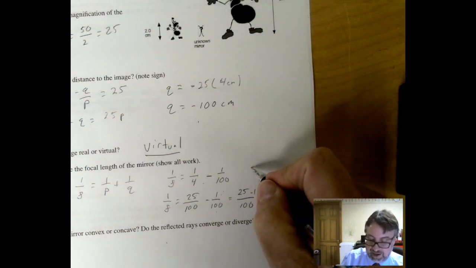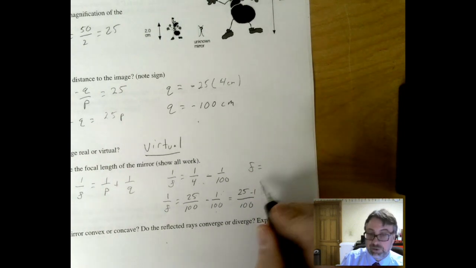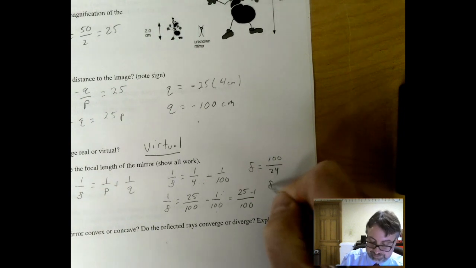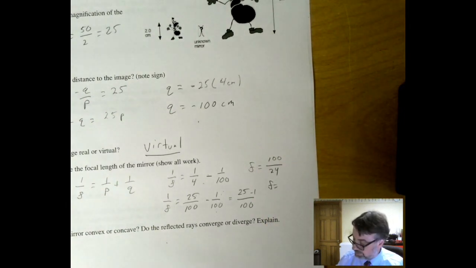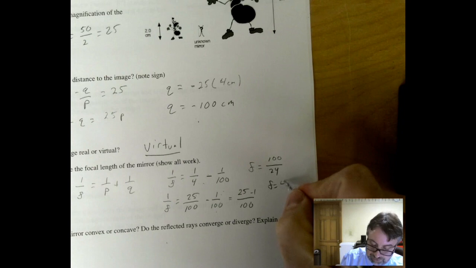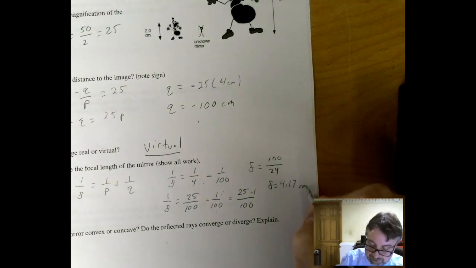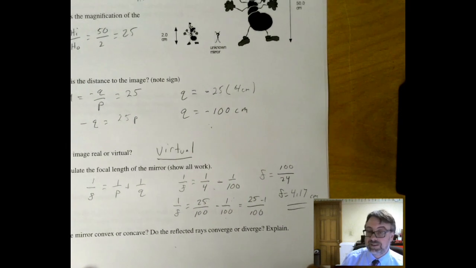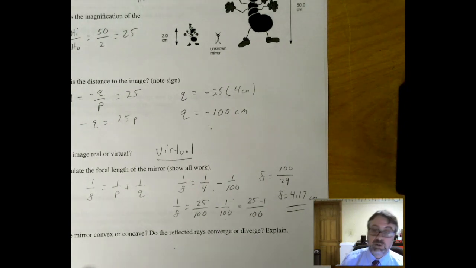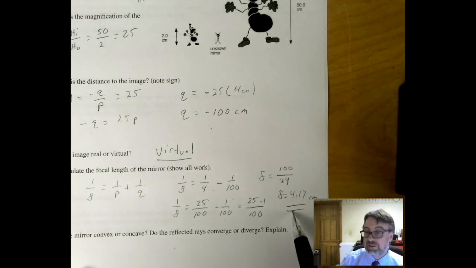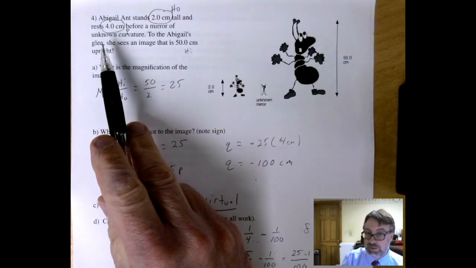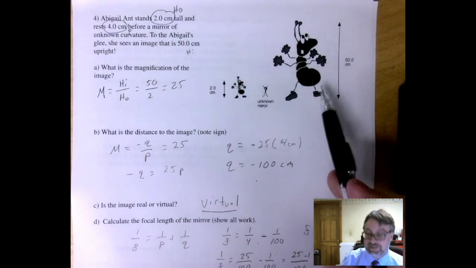And that means my focal length is going to be equal to 100 divided by 24, or 4.17 centimeters is the focal length. And let's stop for a moment to see if that makes sense. We said in order to get a virtual image, you need to be closer than your focal length. So this focal length needs to be larger than where Abigail Ant is standing. Abigail Ant is standing 4 centimeters from the mirror. That is less distance than the focal length, so it makes sense that she's seeing this big virtual image.